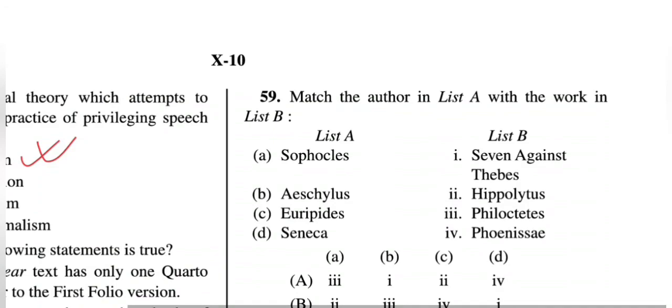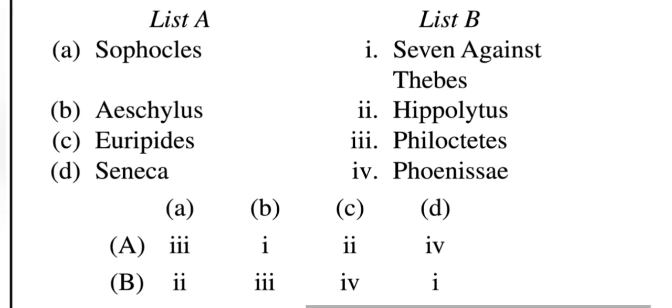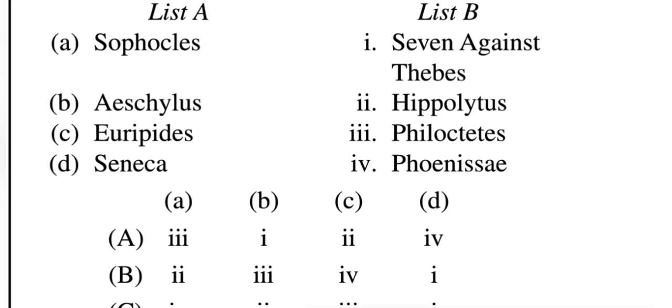Number 59. It is to match the following question. Match the author in list A with the work in list B. These kinds of questions are repeated frequently. Okay. So in this kind of question, don't be in a hurry. First, you try to connect the dots.